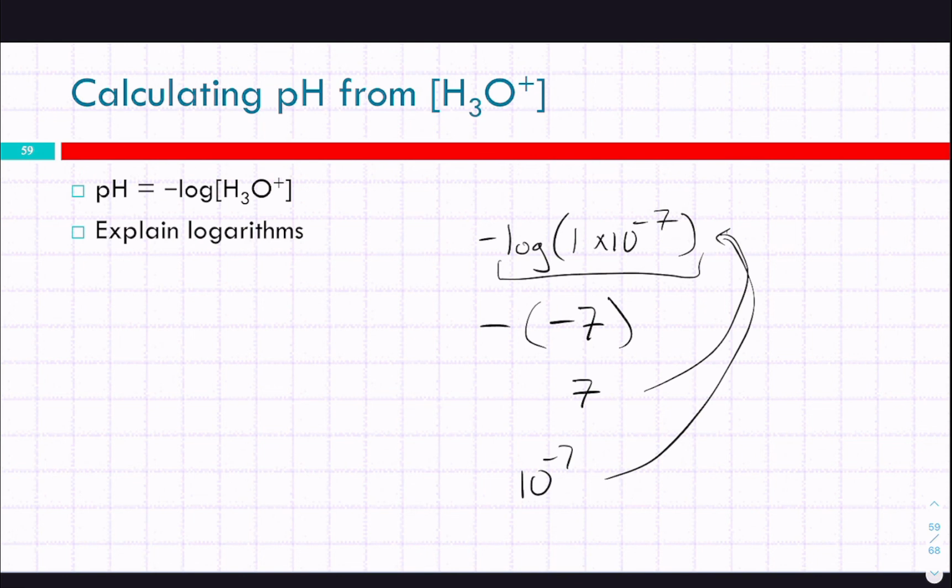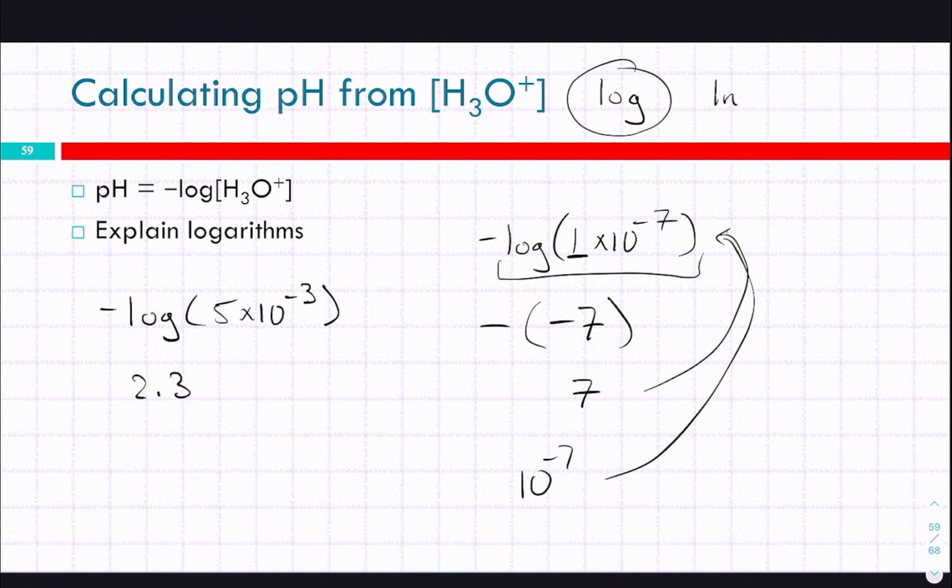This gets a little bit more complicated when the number in front is not 1. And that's when you end up with numbers like 7.5. So let's just take the negative log of 5 times 10 to the negative 3. So on my calculator, if I do negative log, and there's a difference between LOG and LN. For pH, you always have to use LOG. So the result of 5e to the negative 3 gives me 2.301.